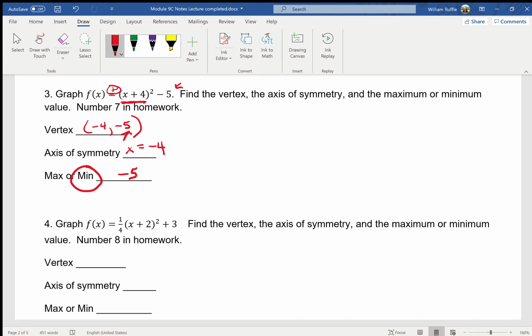And I will need to find another point on there. So let's do, again, we want to pick a number that's close to negative 4. So I'm going to pick negative 3. So I've put negative 3 in there. It's negative 3 plus 4 squared minus 5. Negative 3 plus 4 is 1. So it's 1 squared minus 5. 1 minus 5 is negative 4. So my next point is negative 3, negative 4.